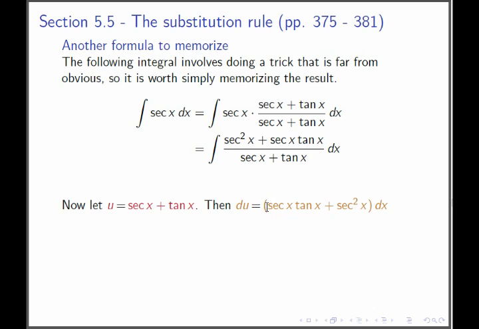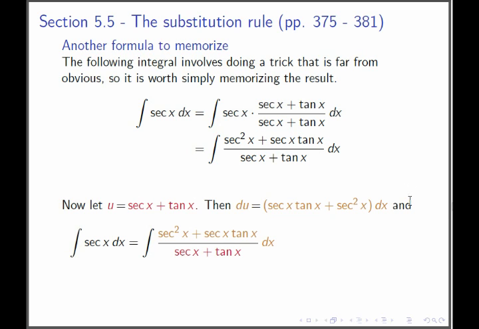Then du is the derivative of this substitution, which is what? Derivative of secant x is secant x tangent x, and derivative of tangent x is secant squared x. So the differential is that times dx. Okay, but recognize that that is just the numerator here, isn't it? Secant squared x plus secant x tangent x, times dx, is just this numerator here, and in fact u was just the denominator.